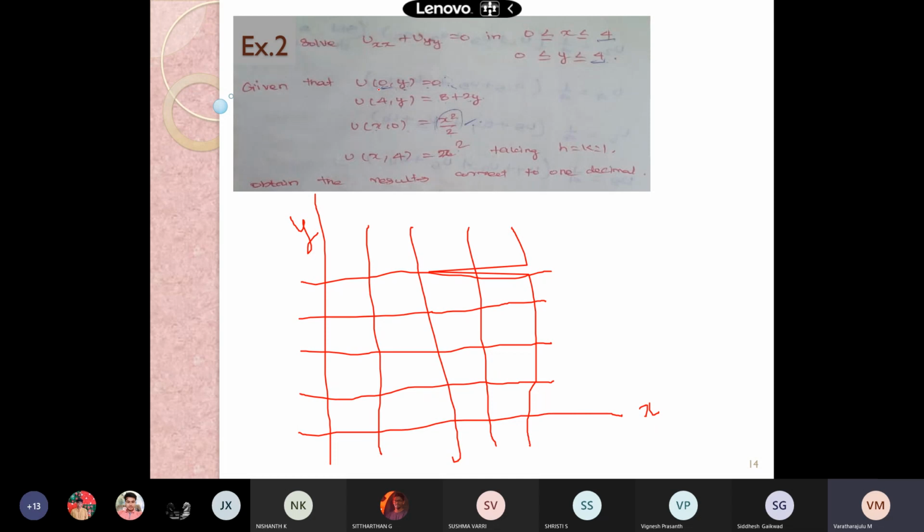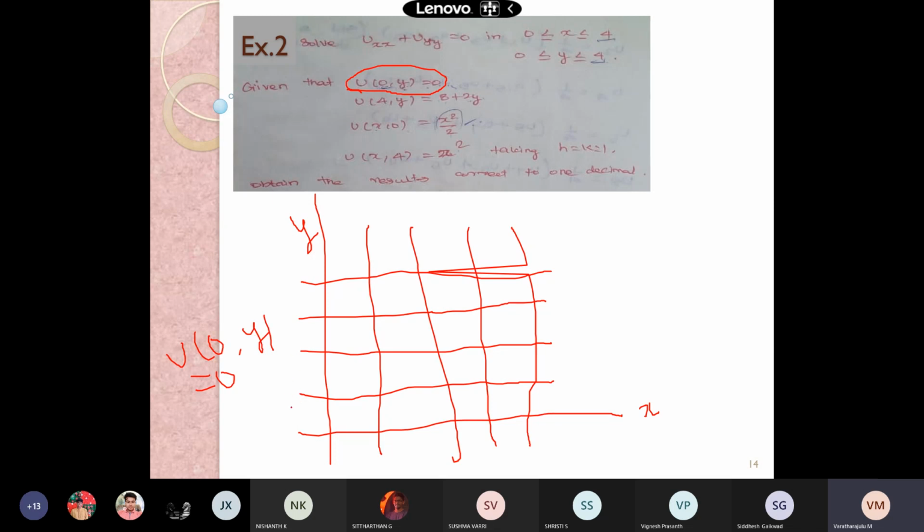So now here u of 0 comma y is equal to 0. I am taking the first boundary, where we need to apply this information. This is our first boundary condition, where x is equal to 0, at the y-axis. For all u of 0 comma y, the value is 0. This is the first information.